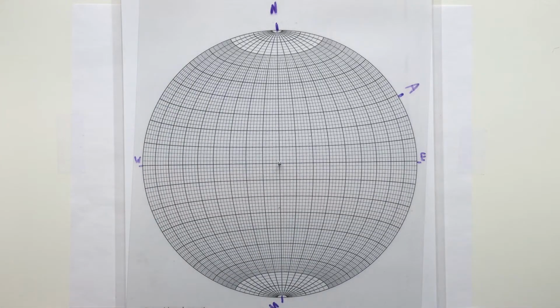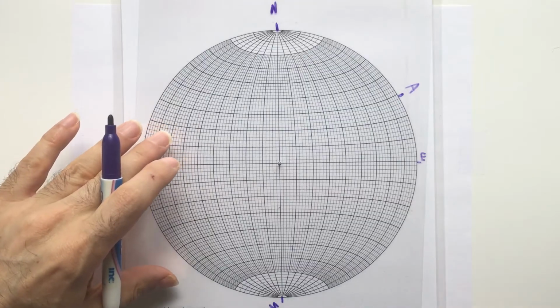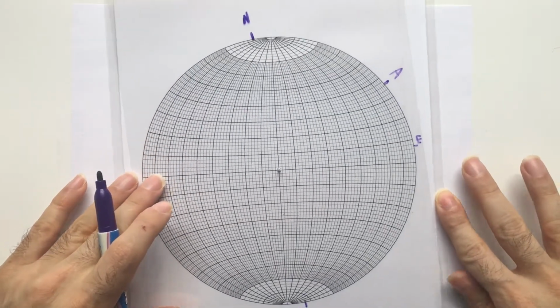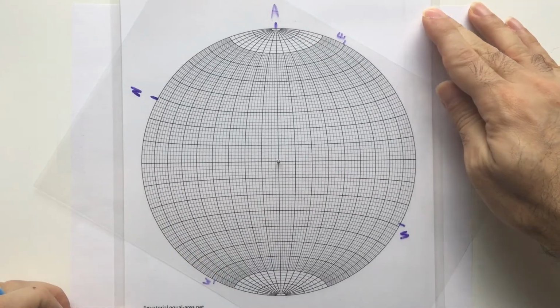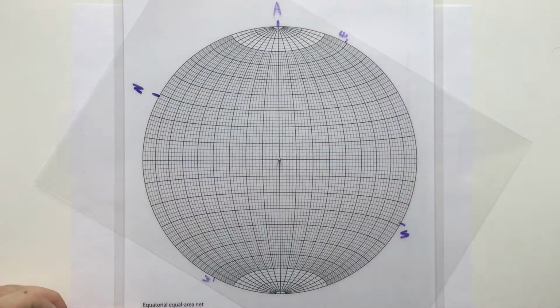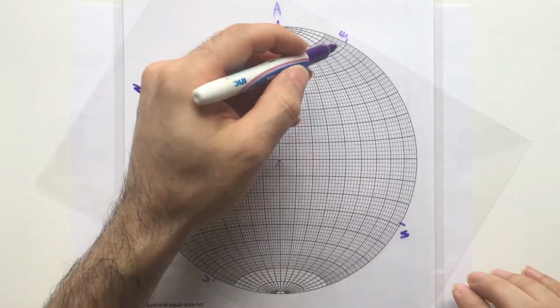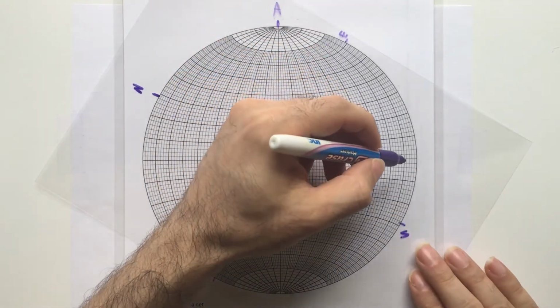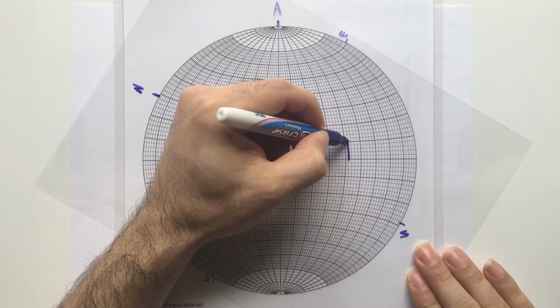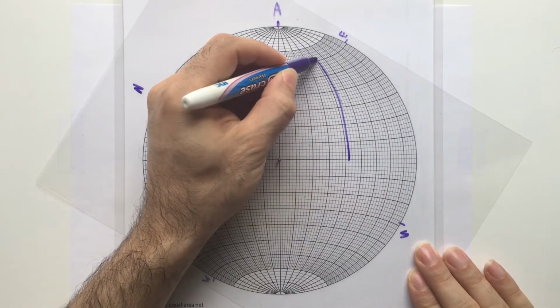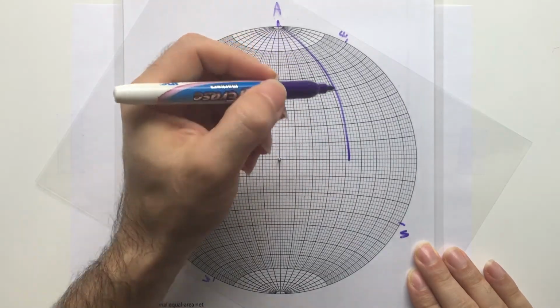48 southeast, so I need to bring the A on the north-south line and then count 48 degrees from southeast. 10, 20, 30, 40, 48. Okay, I'm going to draw my plane here.